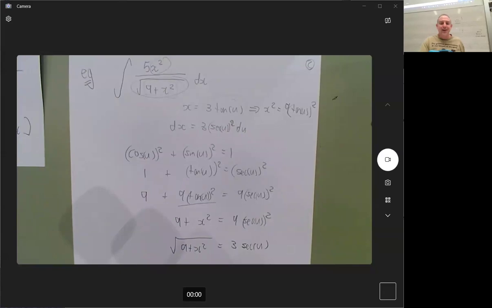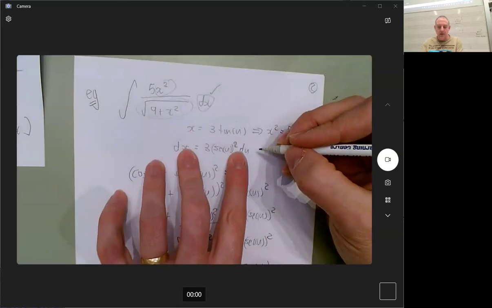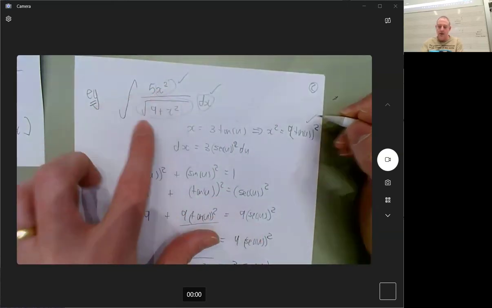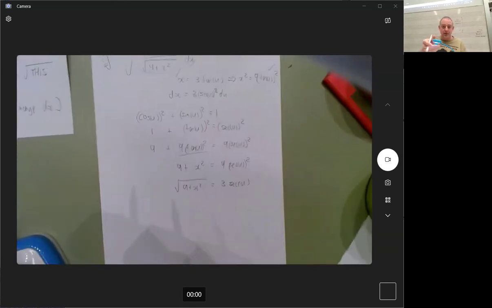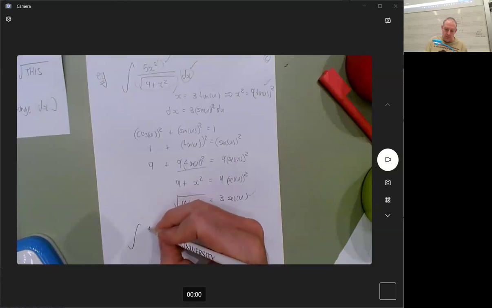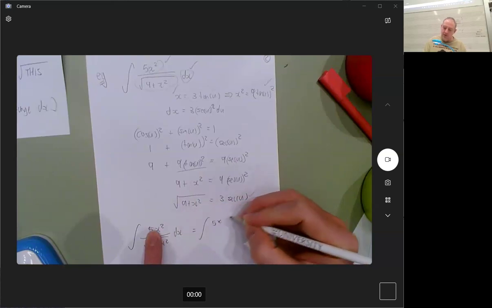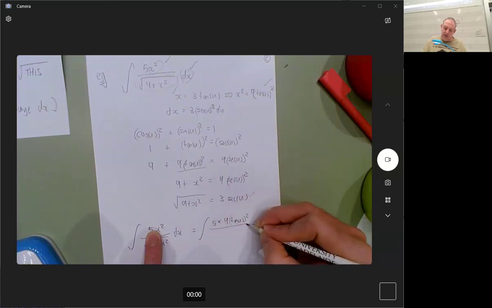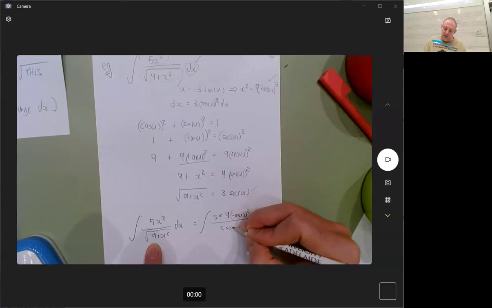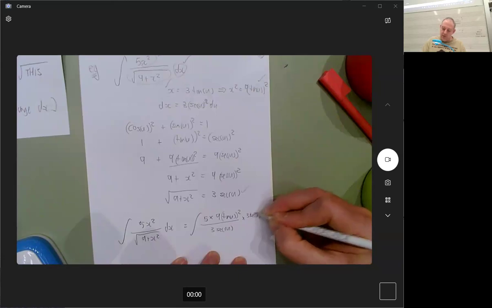So yeah, okay. Just to be clear, I have dealt with this bit that's here, this bit that's here, and all of that that's here. And so I can now replace every part of my integral with something new. So the 5 is still there because it's just a number. And then we have 9 tan squared u. And then down here we have 3 sec u. And then here we have 3 sec squared u.